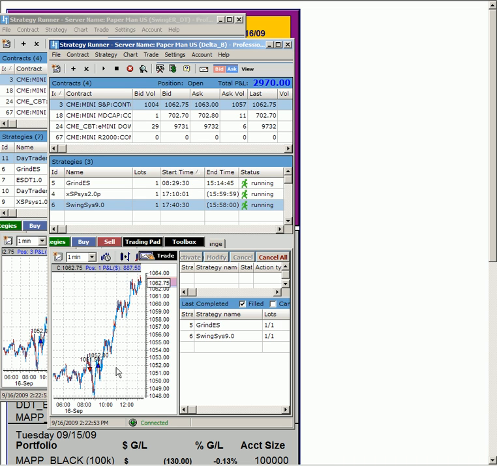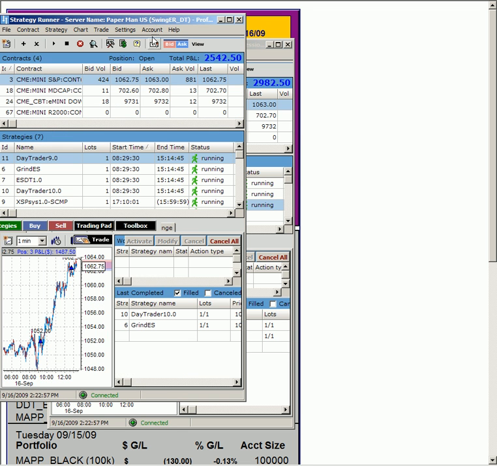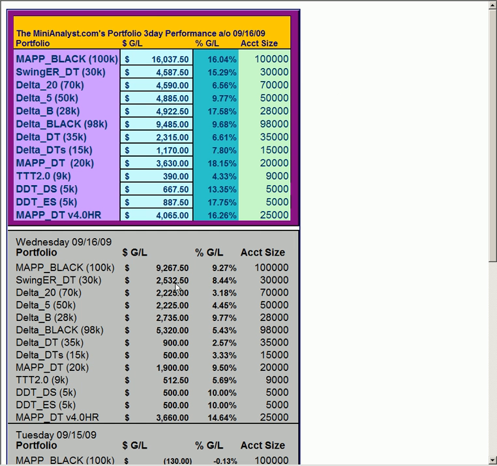At present, this is of course live at 2:20 Eastern Daylight Time. 25.05, 25.42.50 for the Swinger DT portfolio. Those at print were 25.32.50, so they're essentially right where they were at print about an hour ago. Outstanding today is the MAP DT version 4.0 HR, up 15%, $3,700 is that portfolio, so that's doing very well today.